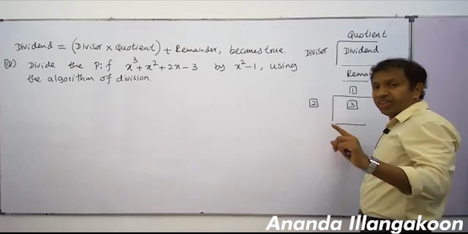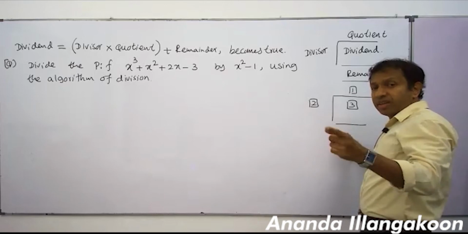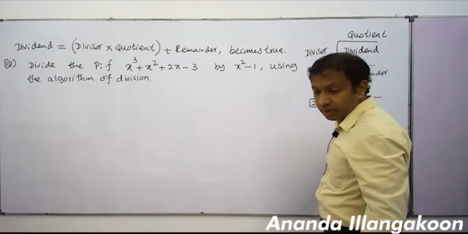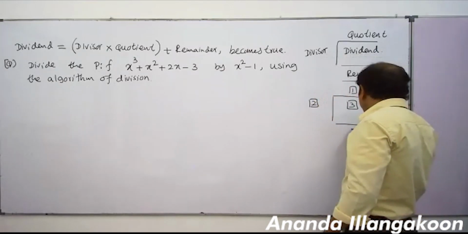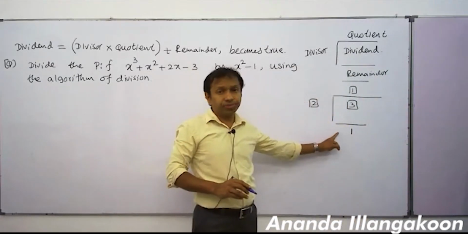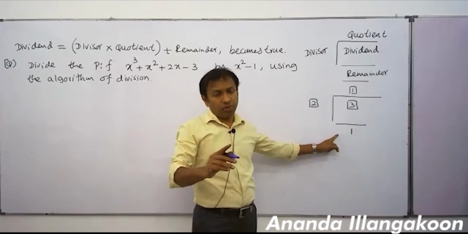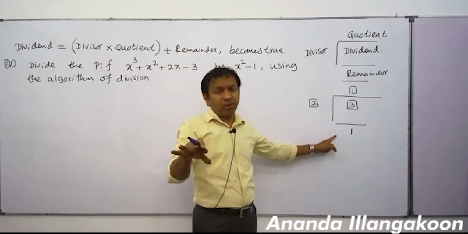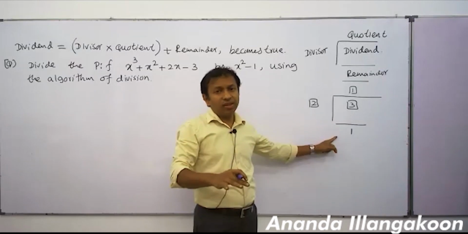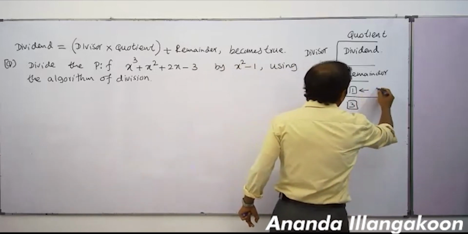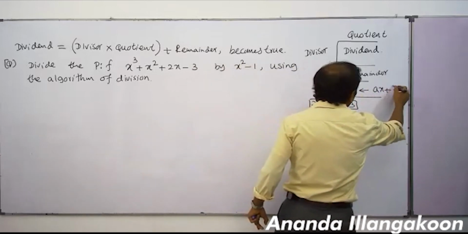Since we don't know the exact degree of the remainder, we take the maximum possible degree as the degree of the remainder. Therefore, we write this as 1. It doesn't say definitely the degree of the remainder should be 1. The degree of the remainder should be 1 or 0. We don't know the exact degree, so out of 0 and 1, we take the greater value as the degree of the remainder.